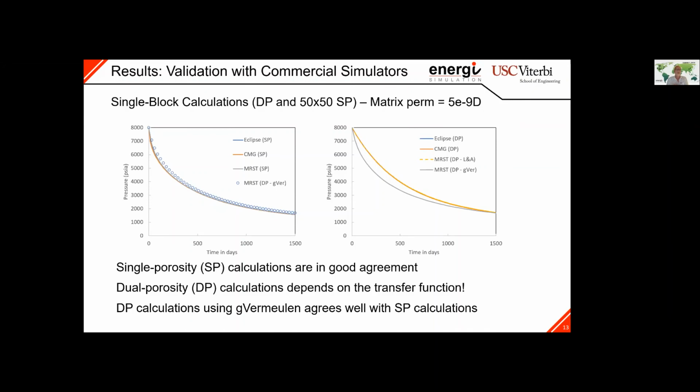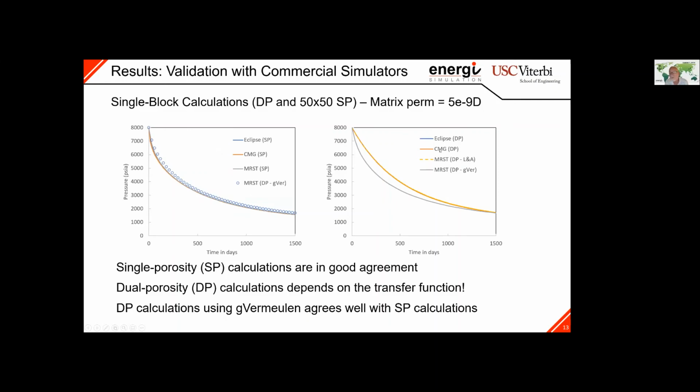Now, before we claim too much, we had to go back and compare with commercial tools. So we compared MRST with ECLIPSE and CMG. This was for the black oil single block calculation. We used a single porosity model with 50 by 50 cells, just 2 sets of fractures, or the DP model. And what we see here is that we line up all the different tools. ECLIPSE agrees with CMG, and CMG agrees with MRST, and MRST agrees with ECLIPSE, so everybody's happy. We resolve the transient inside the matrix block because we're using a single porosity representation.